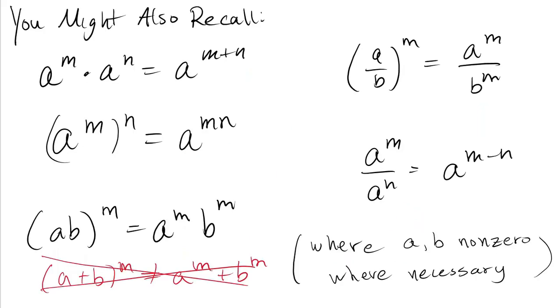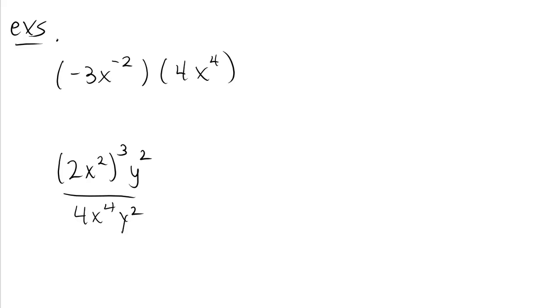The last rule here is called the quotient rule, and it basically says that if you divide two exponential expressions with the same base, you can consolidate into a single exponential expression by subtracting the exponents. A is not allowed to be 0 here because division by 0 is undefined. Let's do a couple of examples that demonstrate most of these. We're going to save one for later.